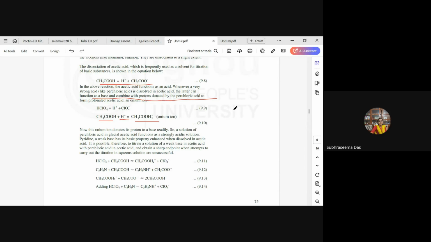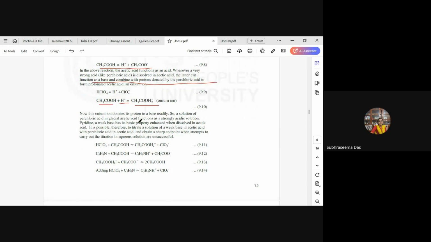Now this onium ion donates its proton to a base very easily. So a solution of perchloric acid in glacial acetic acid functions as a strongly acidic solution.